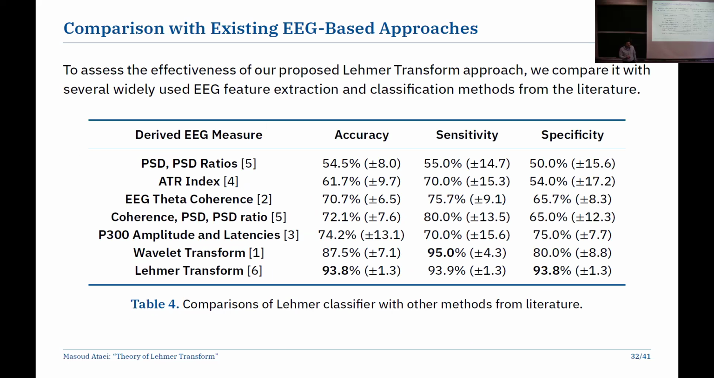In order to gain an understanding of how good this accuracy is, we can compare our model with previously developed methodologies. You can see the accuracies in the first column. We have methods like PST ratios, ATR index, and coherence measures, 2 recent wavelet transform-based methodologies. The Lehmer transform outperforms all the previously developed methods by a relatively large margin. The only competitive approach remains the wavelet transform, which has recently been proposed.